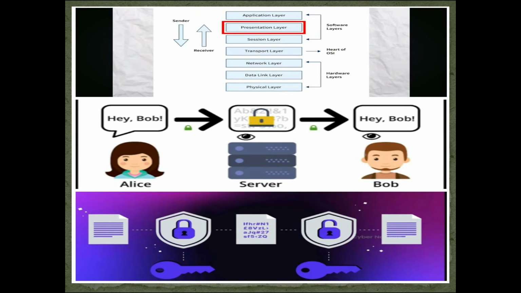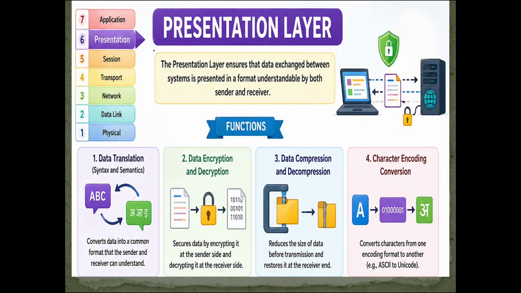The next layer is the presentation layer. The lower layers are mainly concerned with moving bits around, but the presentation layer is concerned with the syntax and semantics of the information. The main concept of the presentation layer is to ensure that data exchanged between systems is presented in a format understandable by both sender and receiver. The main functions of the presentation layer are data translation, data encryption and decryption, data compression and decompression, and character encoding conversion. Data translation converts the data into a common format that the sender and receiver can understand.